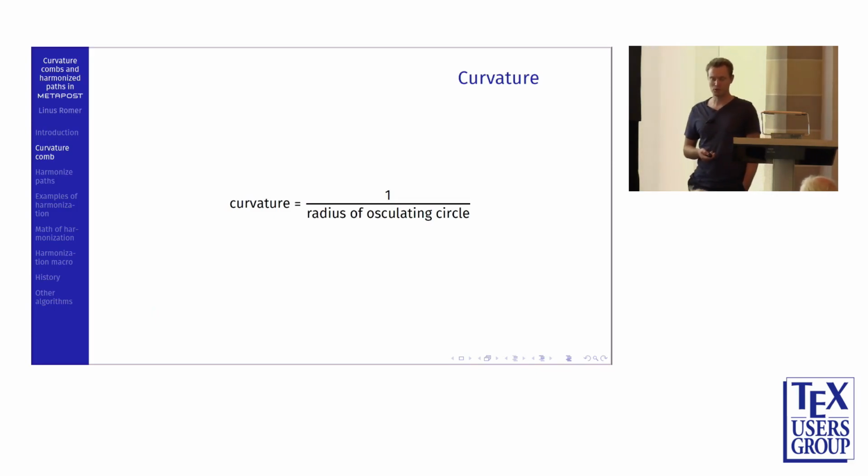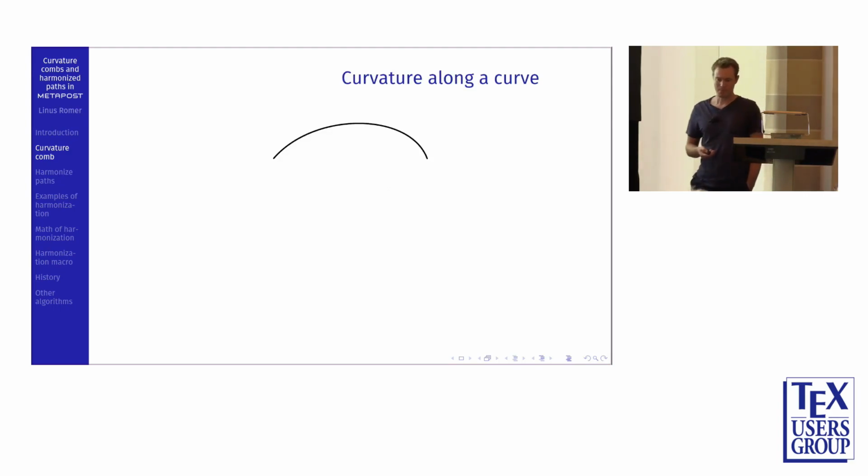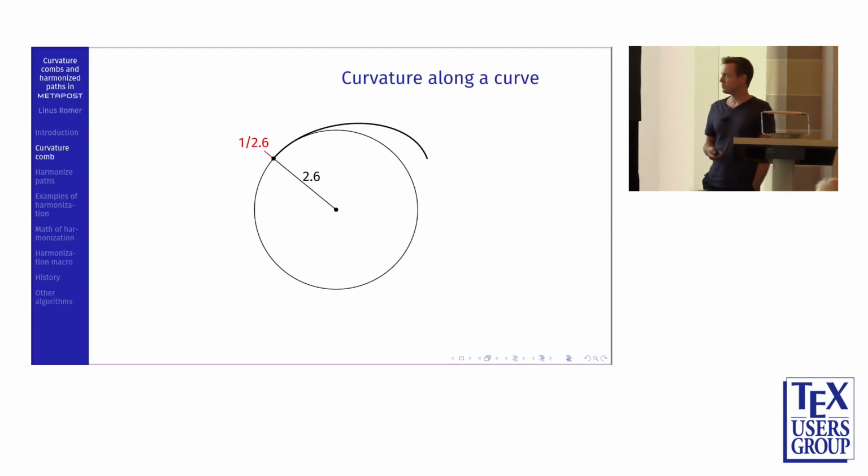Curvature is the inverse of the radius of an osculating circle. So let's say you have this curve given, and we want to determine the curvature at the very left end. Then we construct the osculating circle, which means that the direction and the change of direction is the same as in the touching point of the curve. Here, let's say the radius is 2.6, so the curvature would be 1 over 2.6, which is 0.38 or something like this.